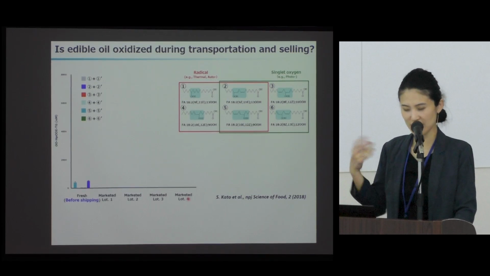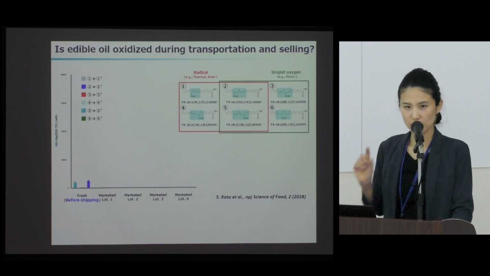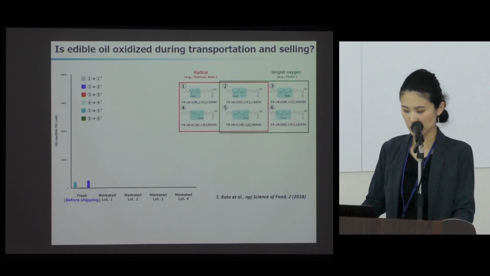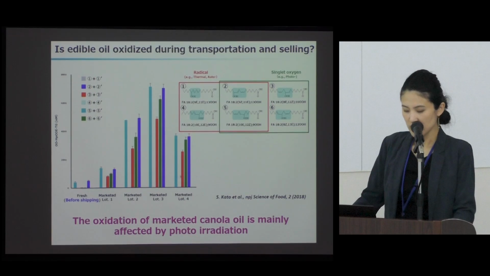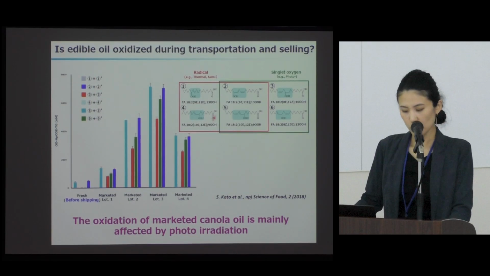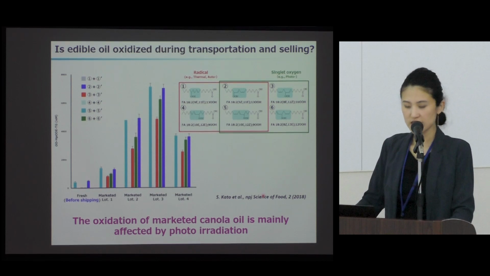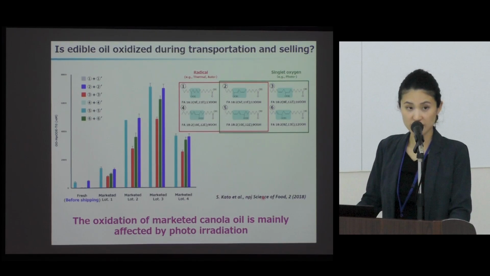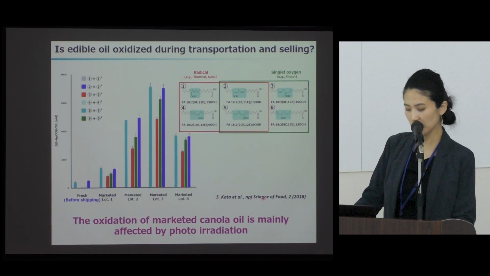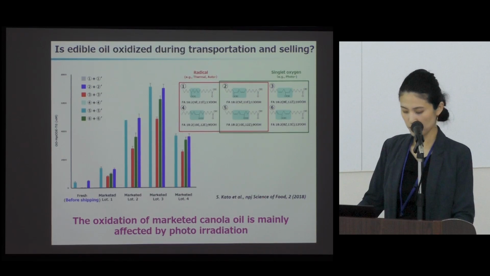Then we bought the same canola oil in a grocery store in the center city, and right after opening them, we analyzed the TGOH isomers. Here's the result. Interestingly, the TGOH isomers in the marketed oil were number 2, 3, 5, and 6. So it is suggested that marketed canola oil is oxidized mainly by singlet oxygen, which means photoirradiation during shipping or just selling leads to this oxidation.